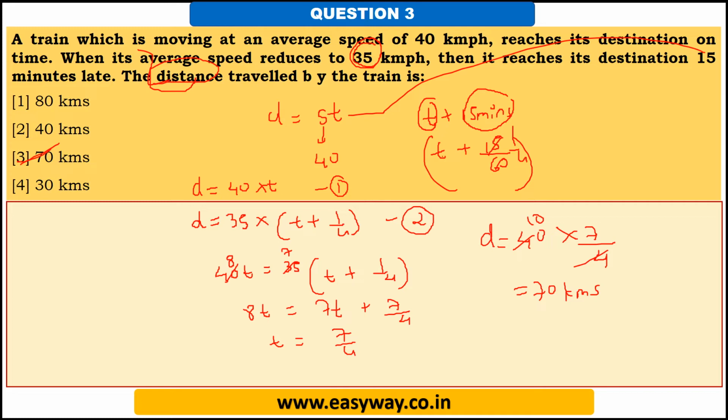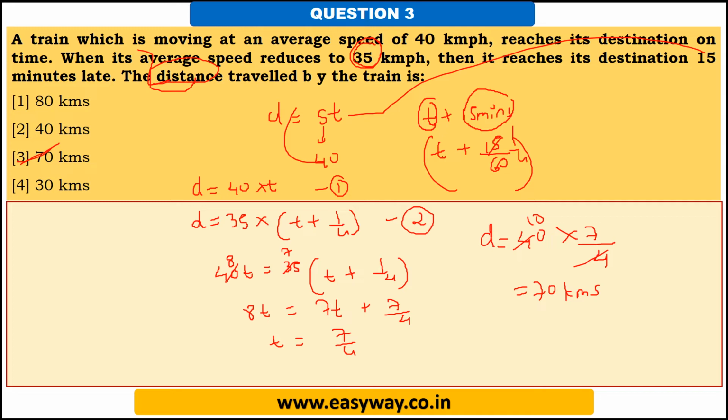Now in this question, we have used the simple formula, distance is equal to speed into time. They have told us the speed is 40 kilometers per hour and it reaches the destination on time. So we have taken the time as t, distance as d, and speed is 40. But next it is said that when the speed is reduced to 35 km per hour, it reaches the destination 15 minutes late. So that means t plus 15 minutes more. Since we have taken t in hours, to convert 15 minutes into hours we have to divide it by 60. So the new time will be t plus 15 upon 60, that is 1 by 4.